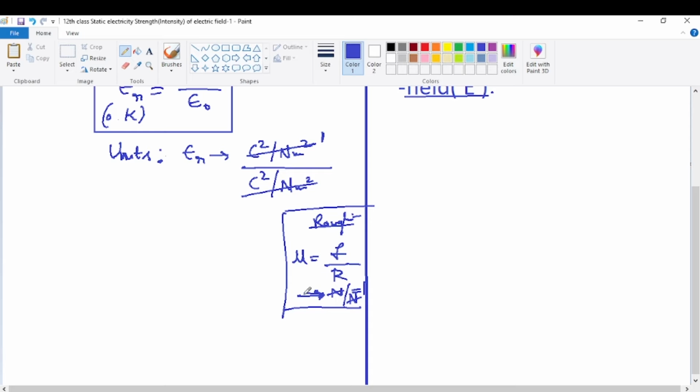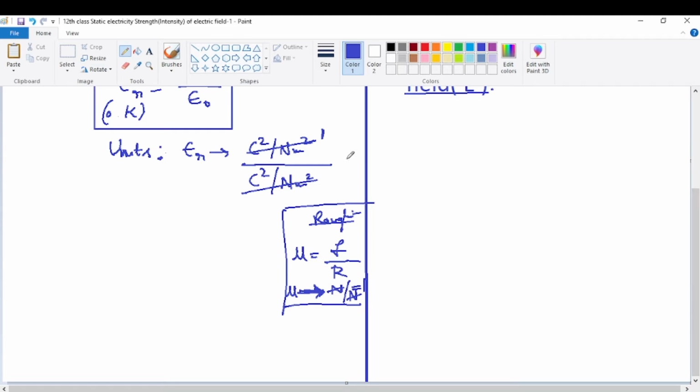Whenever the unit of any quantity comes like this, note this is an equality. Equality means the left hand side quantity is the same as the right hand side quantity. Left hand side is the coefficient of friction, right hand side is the ratio of the frictional force to the normal reaction. For units, we use the symbol arrow instead of equality. Arrow always denotes the phrase unit of. So the unit of mu is what? It's coming as 1. That means it has no units and dimensions.